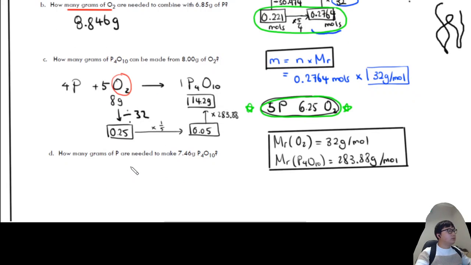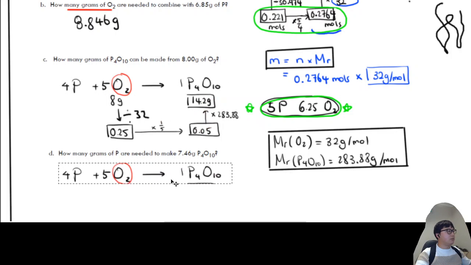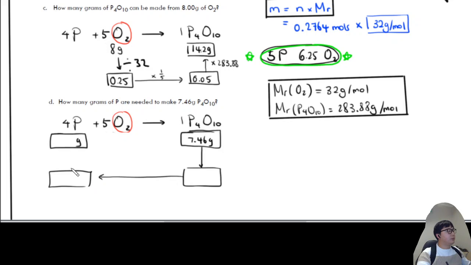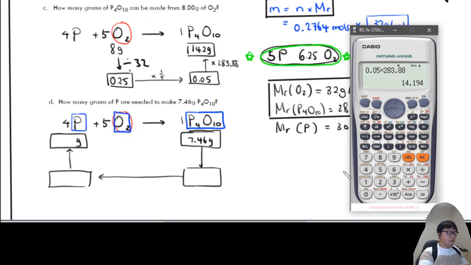All right, now, next question is, how many grams of P are needed to make 7.46 gram of phosphorus? So another mass-to-mass stoichiometry. So try. So you got this one here. So that's 7.46 gram. I want to get how many grams of phosphorus is needed. Go there, and there, and then there, okay? So I'll give you some time for that. Yeah, 7.46 by 283.88.